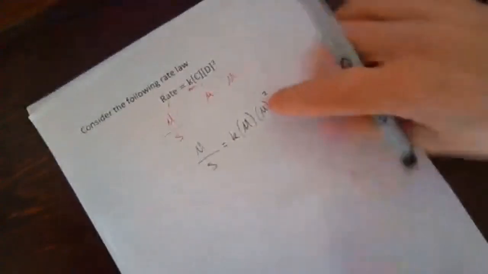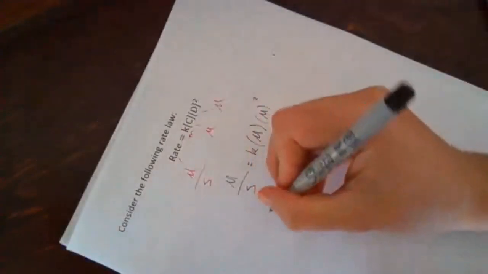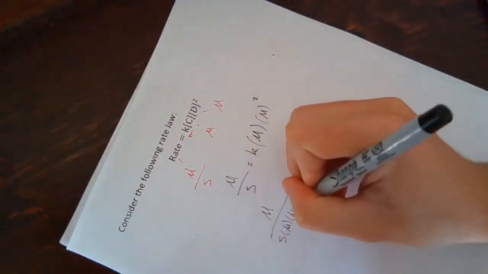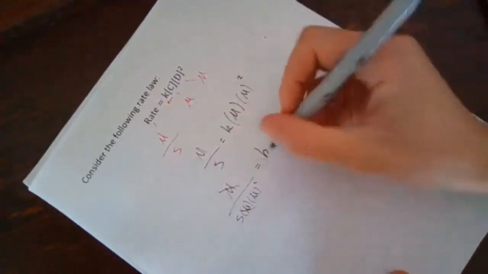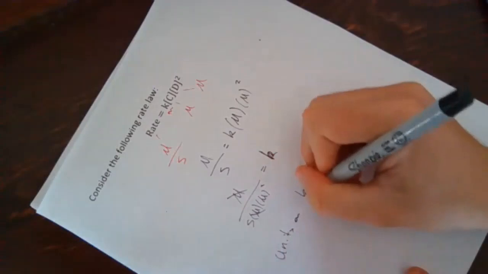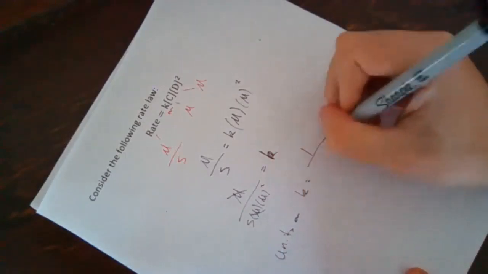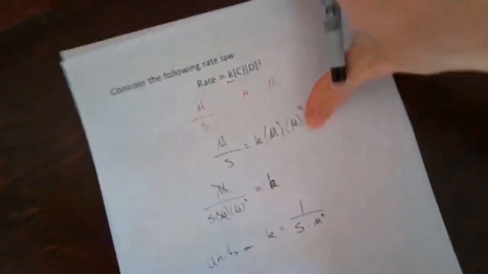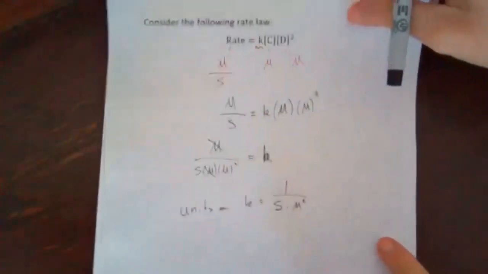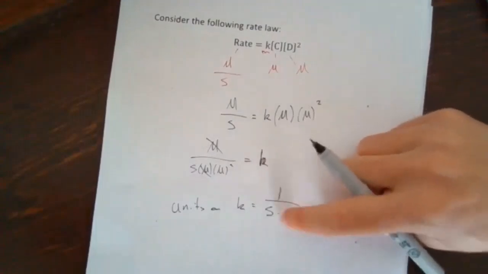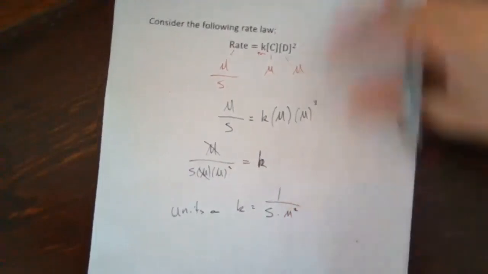So if I want to isolate out K, I'm going to take those numbers and divide them out. So molar per second, divided by molar times molar squared, is equal to K. So those are going to cancel. And so what that tells me is that the units on K for this reaction is 1 divided by seconds times molar squared. And so the units on K are always going to look something like this. You're always going to have these values in the denominator.